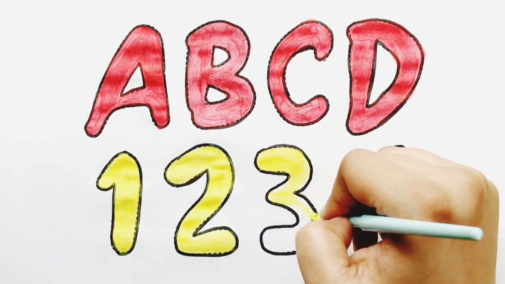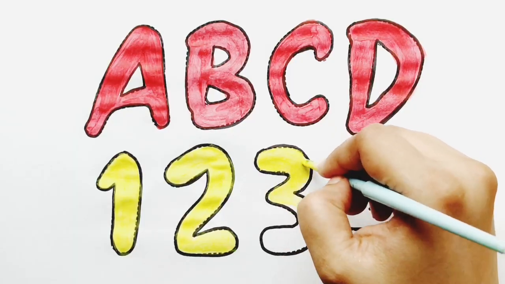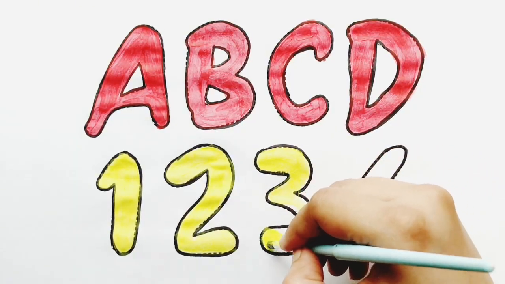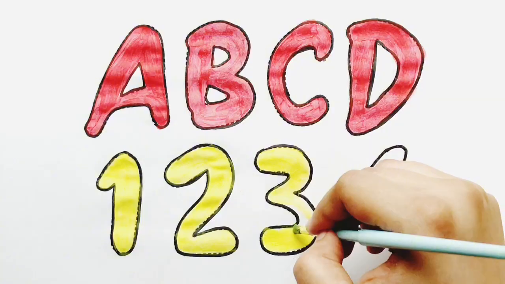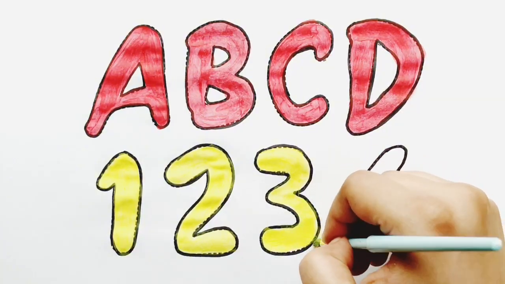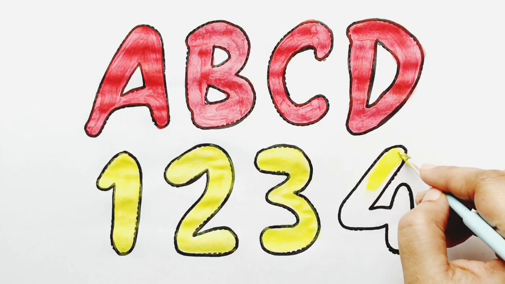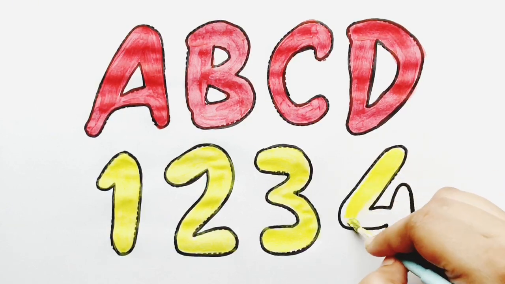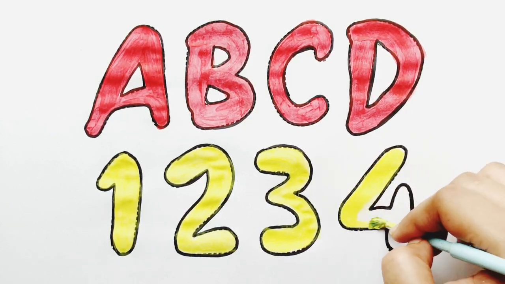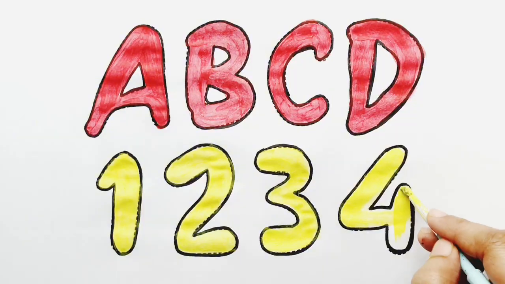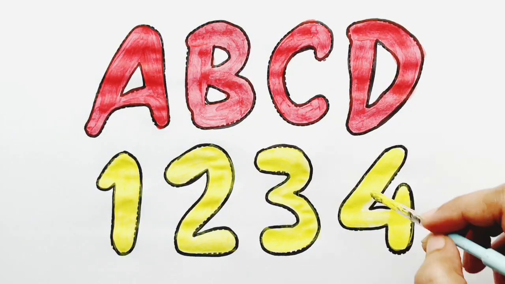Number 3. A, B, C, count the rhythm and 1, 2, 3. We're singing all together. A, B, C, count the rhythm and number 4. 1, 2, 3. We're singing all together.